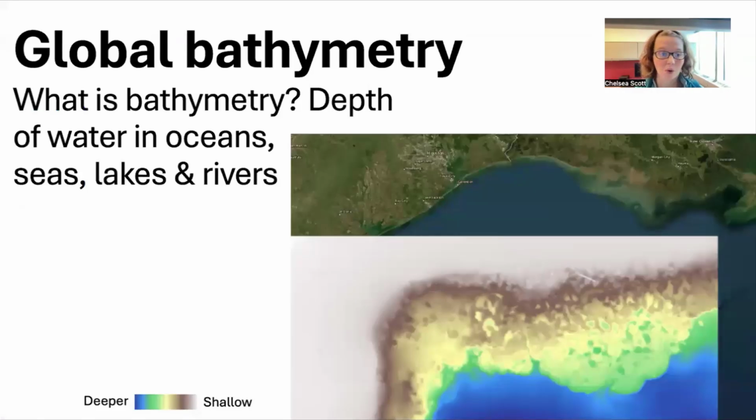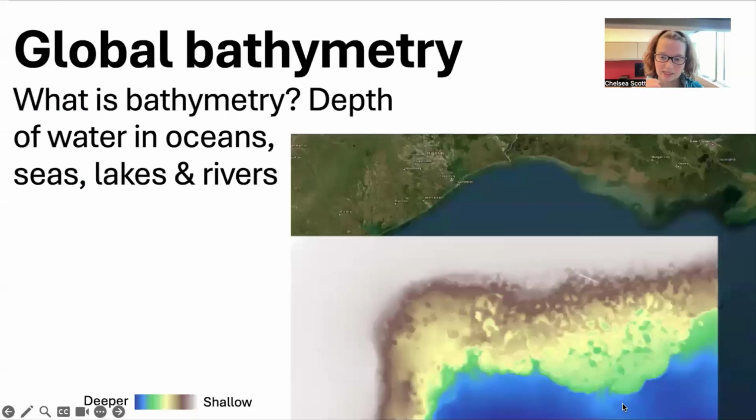And in particular, what is bathymetry? Bathymetry is the depth of water in oceans, seas, lakes, and rivers, and essentially gives us a measure of the topography underwater. As an example, here you can see the bathymetry just off the coast of the southern US. Here you have Houston and New Orleans. And this is a map of the bathymetry along with a hillshade of that bathymetry.